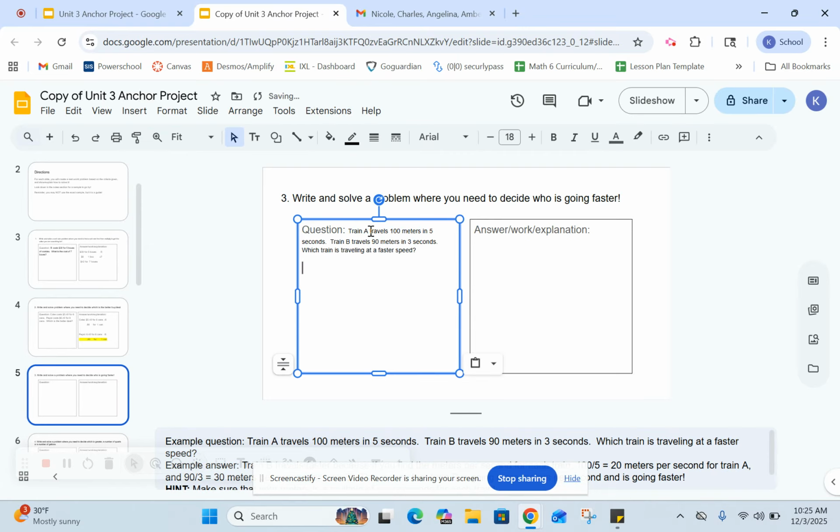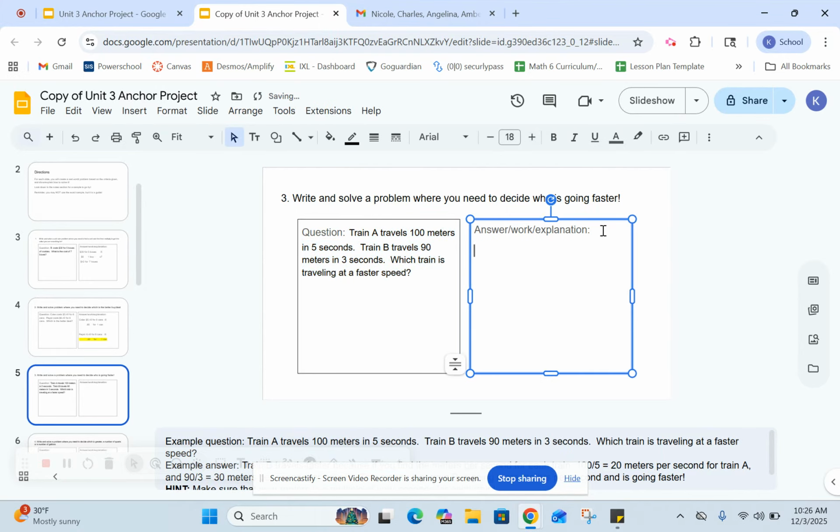Paste it here. Okay. And make it a little bigger. All right, train A travels 100 meters in 5 seconds. I'm going to write that down. Train B travels 90 meters in 3 seconds. Who is traveling at a faster speed?